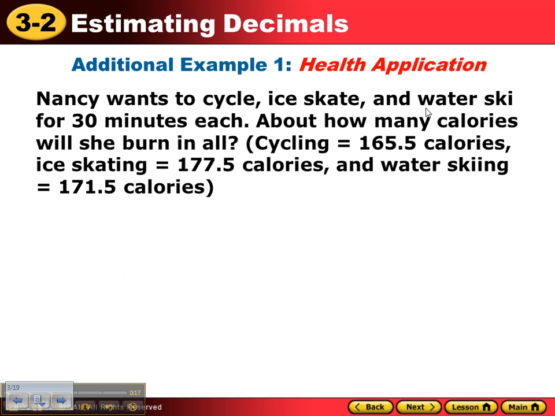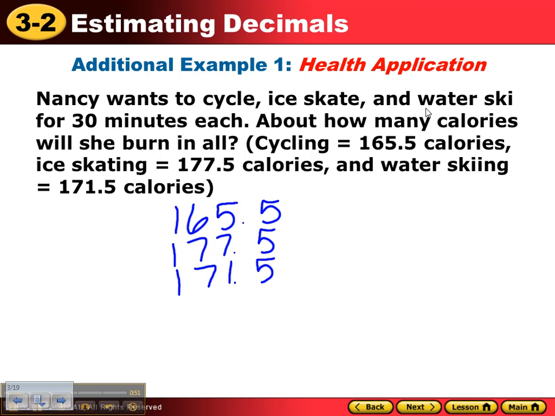So example number 1, we're going to do a health application here. Nancy wants to cycle, ice skate, and water ski for 30 minutes each. About how many calories will she burn in all? Well, cycling burns about 165.5 calories, ice skating about 177.5 calories, and water skiing is 171.5 calories. So I need to look at those three numbers. I have cycling is 165.5, ice skating is 177.5, and water skiing is 171.5.